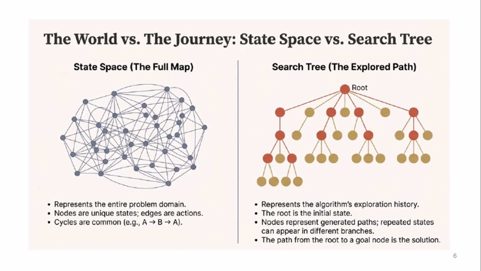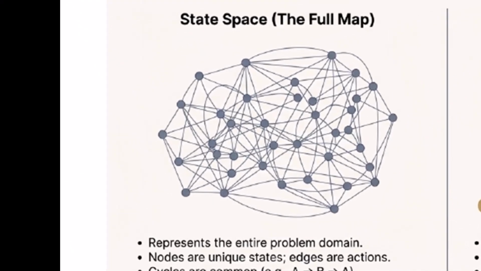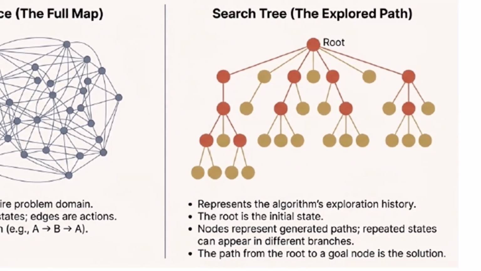We have to distinguish between 2 terms that confuse many beginners: state space and search tree. The state space, which is the graph. Now look at the graph on the left. This is the full map of the problem, all unique states and all possible legal transitions. It represents the entire environment. It's a graph, so paths can look back on themselves. We call these cycles.